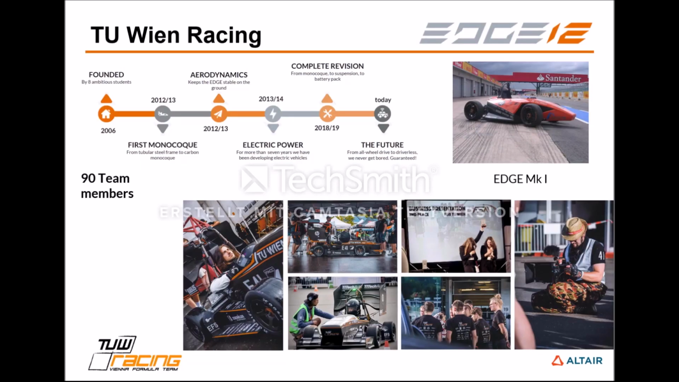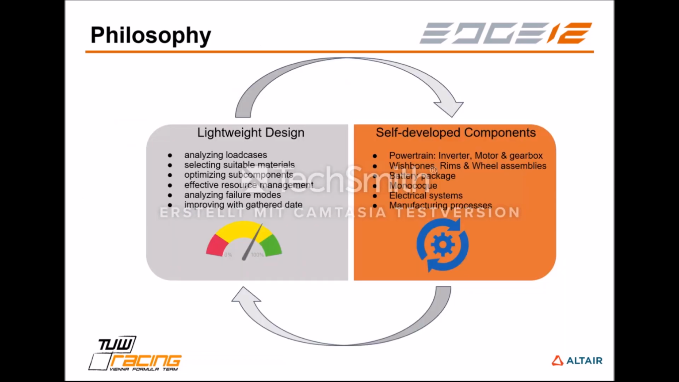TU Wien Racing is a Formula Student team founded in 2006 and based in Vienna. Since the year 2013 we're building electric race cars, with which we are competing at Formula Student events all over Europe. Our philosophy is to find the lightest possible solution, and that's the reason why nearly everything on our car is developed by ourselves. For example, our self-developed powertrain, so the electric motors, inverter, gearbox and also the battery pack are all designed and analyzed by our engineers here in Vienna.